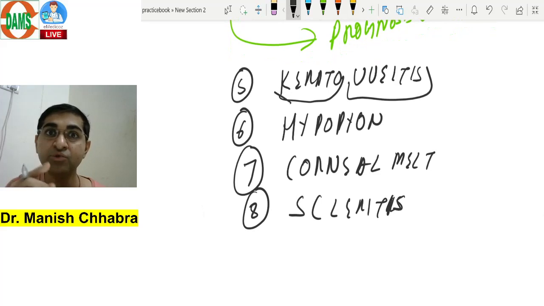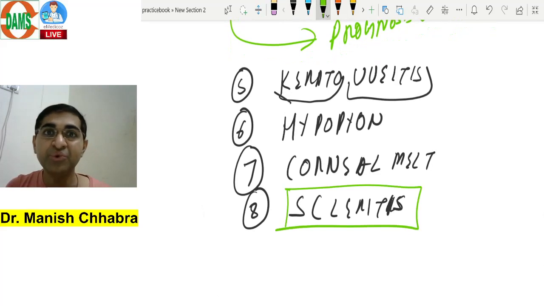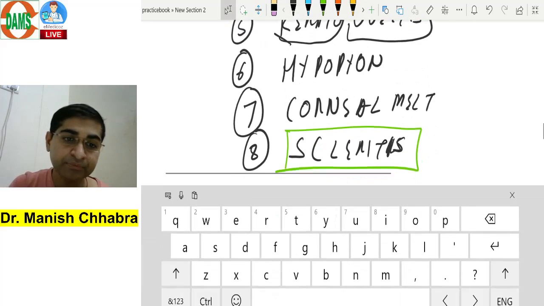One is pain due to involvement of the corneal nerves. Another is pain due to scleritis. You know that scleritis is associated with pain, while in episcleritis the pain is relatively less, or in some cases it may be painless. So these are important points.